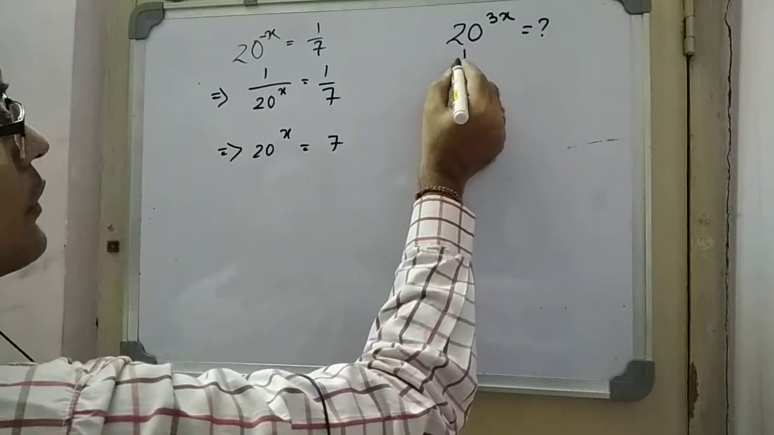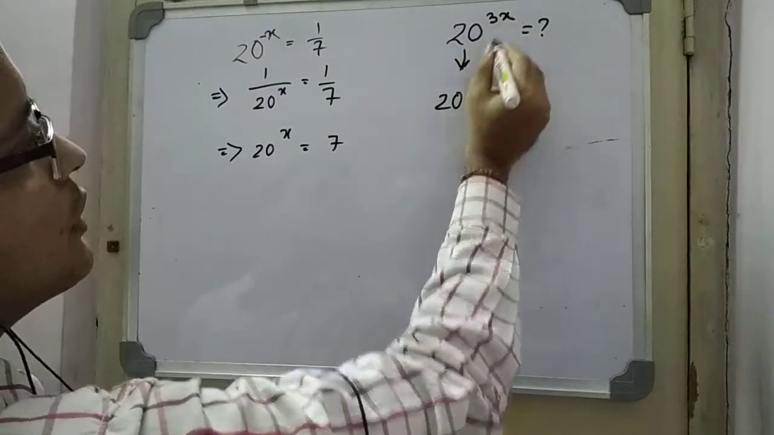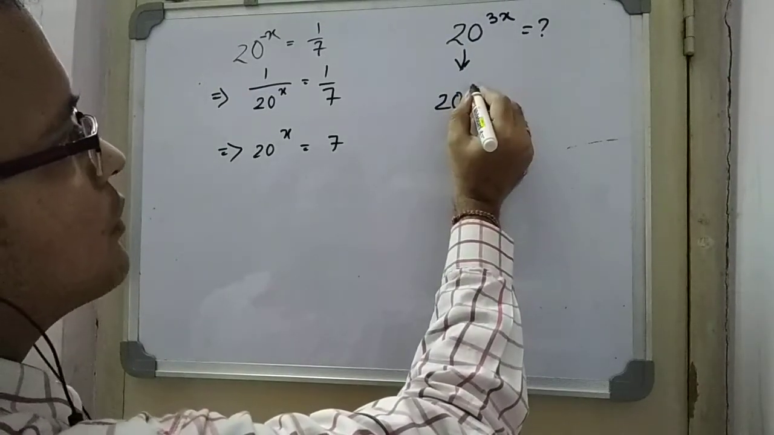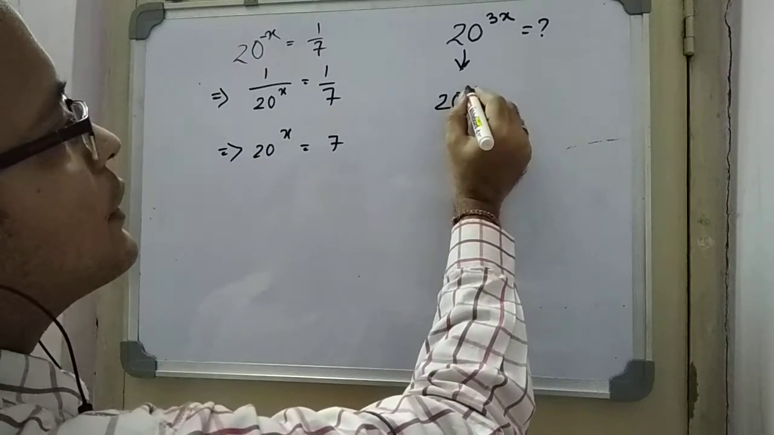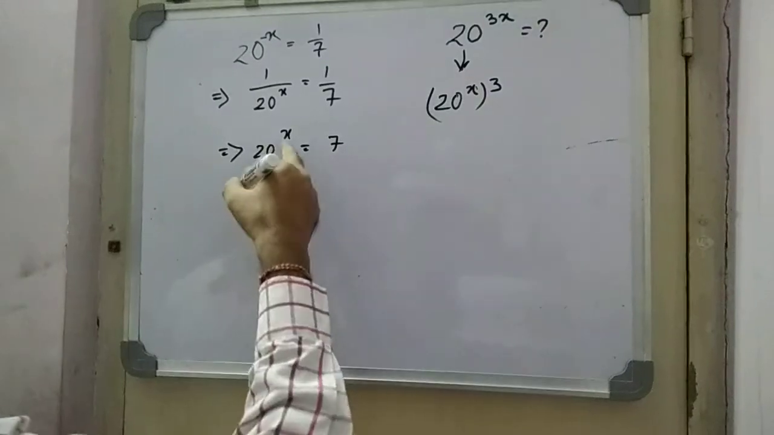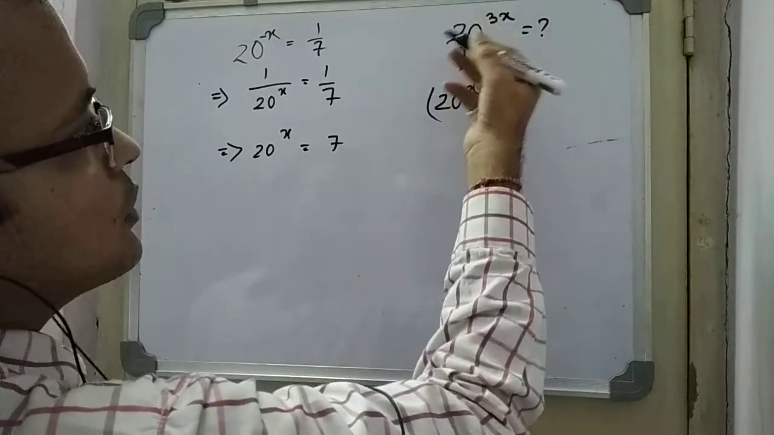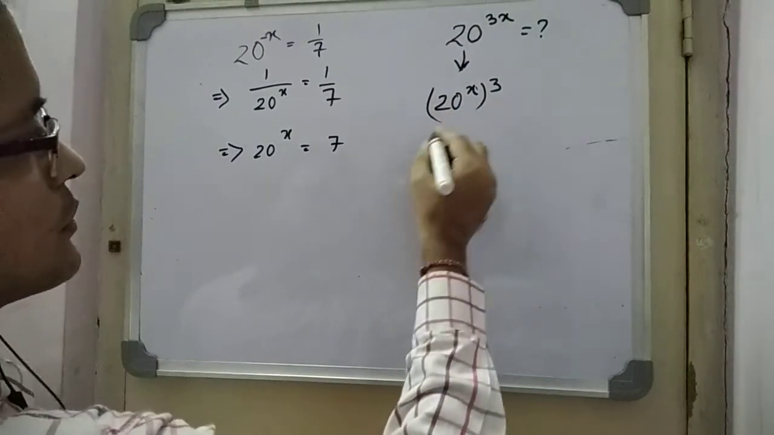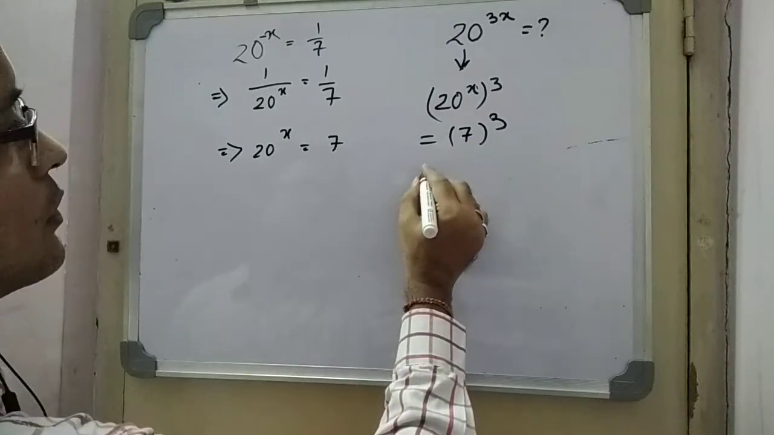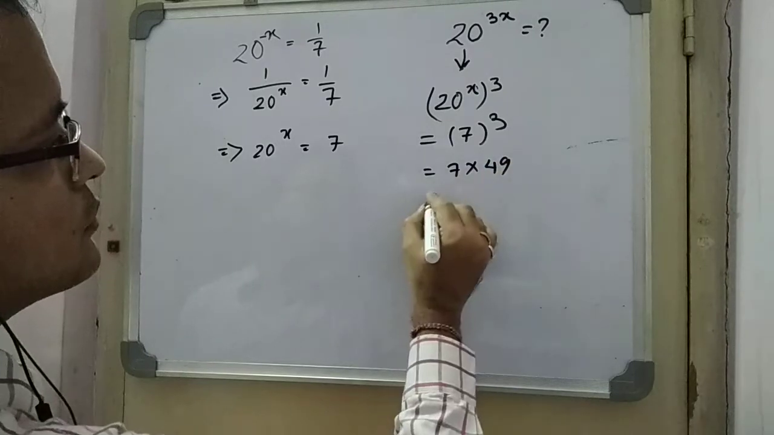Now I will write this one as a to the power mn equal to a to the power n whole m or a to the power m whole n. Anyway we can write it. So I will write it as 20 to the power x whole cube, as I know the value of 20 to the power x. I will not think to write it as 20 cube whole x. I will write it as this. So this becomes 7 cube. Okay. So 7 into 49.